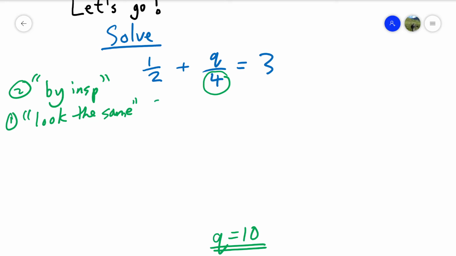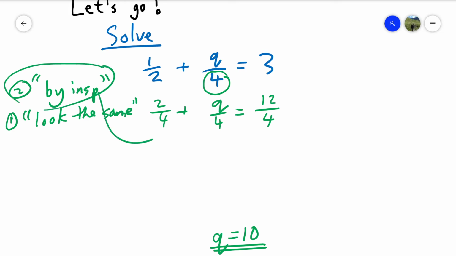So that's 2 over 4. I'll leave q over 4 as it is, and 3 times 4 is 12 over 4. I'm just going to check that. What's 12 divided by 4? 4, 8, 12. Yep, that works. So now, by inspection, I can say that 2 plus q must be equal to 12. So I minus 2 from both sides, q equals 10.